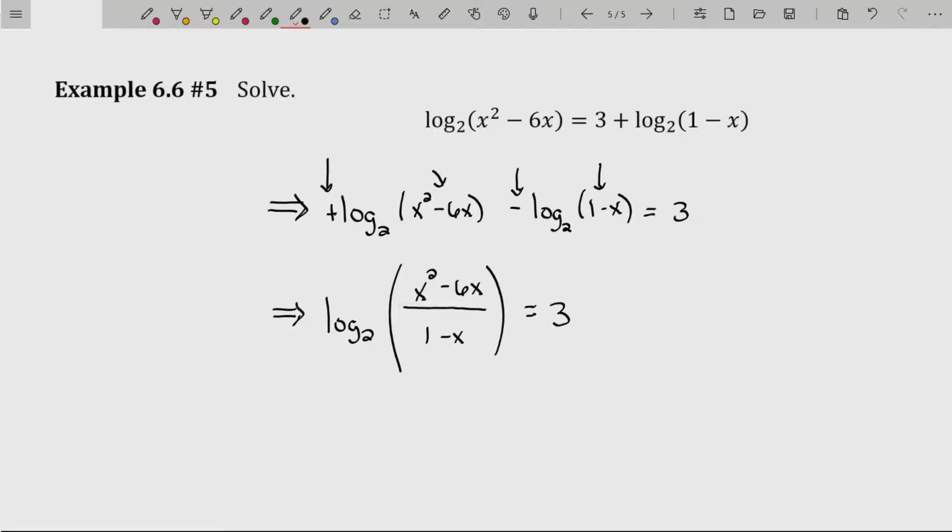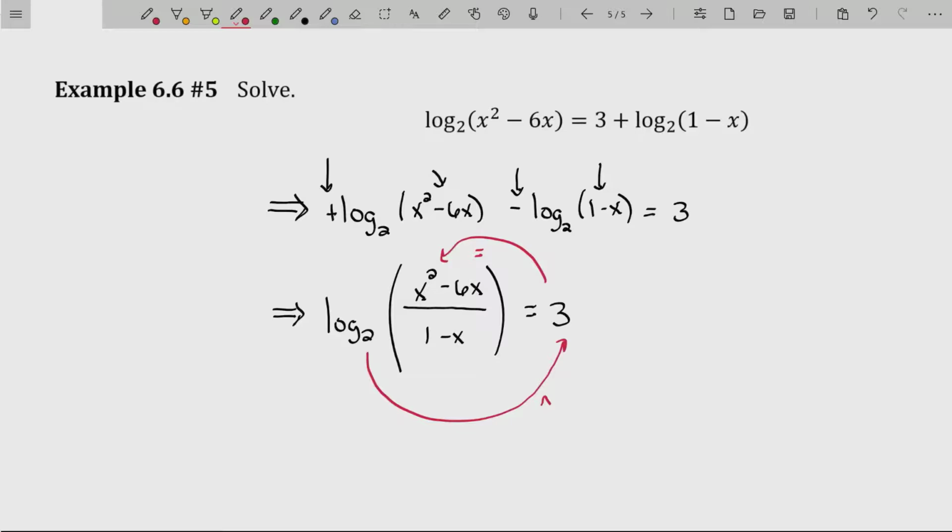And now technically you should do a little bit of algebra to see if 1 minus x can divide into x squared minus 6x, but I know it won't, so I'm not going to bother. I will just use the circular argument. 2 raised to the third power should equal the inside. Essentially, you trade out this logarithmic equation for its exponential equation counterpart.